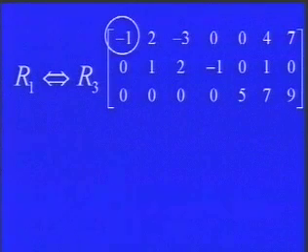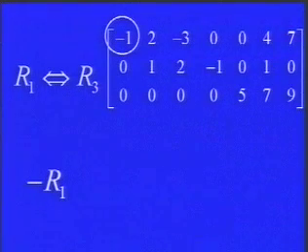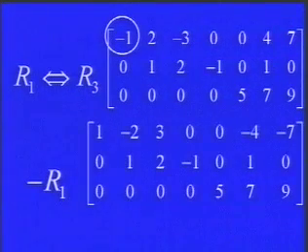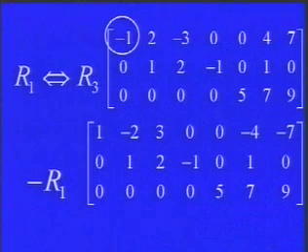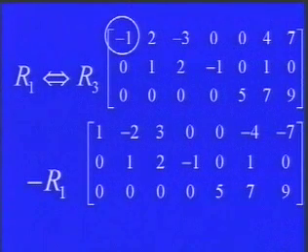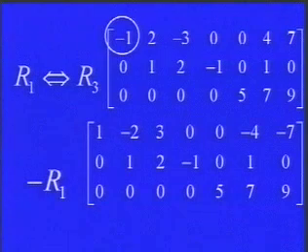So what I would do next would be to multiply the first row by a -1. Once I do that, I'm going to get 1, -2, +3, 0, 0, -4, -7 across the first row. Now, how's that first column look? Looks good, right? It's 1, 0, 0.